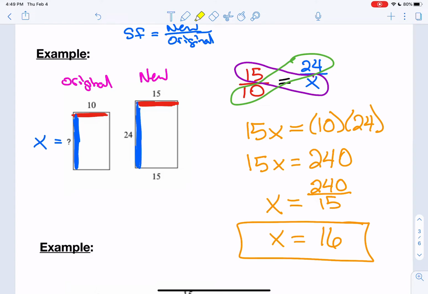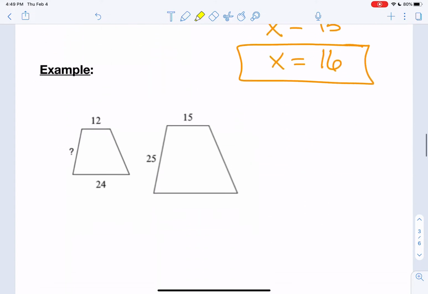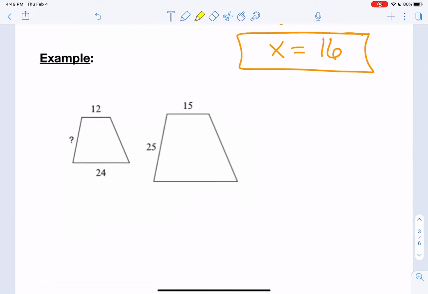Now, let's try the other example that we did before. So here we're back to the 15 and 12 and 25 and x. This is going to be my x. Now remember, the scale factor has to be the same for all the sides. So we're going to pick sides, right?